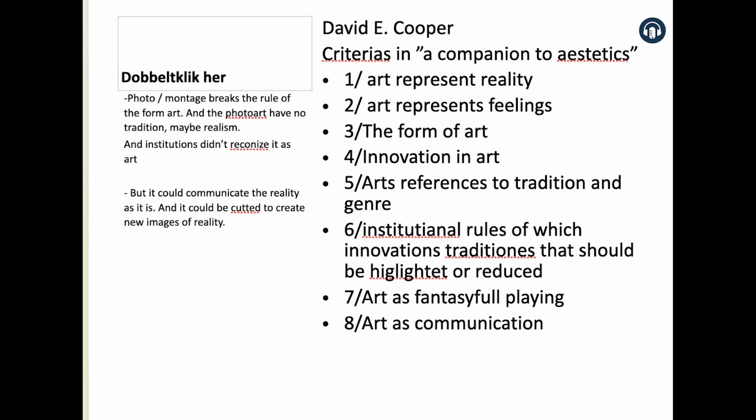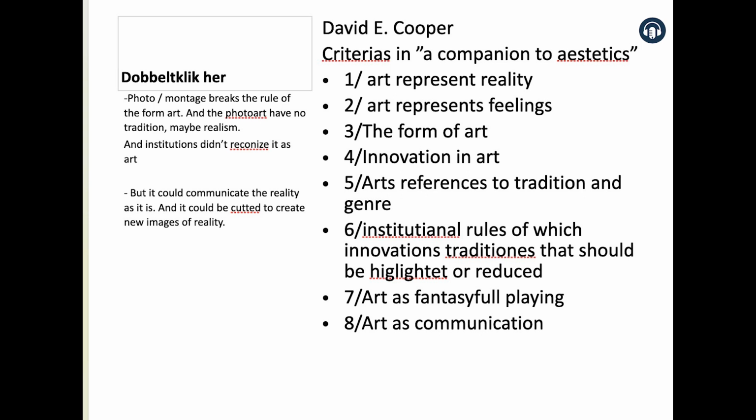And then we have a guy called David E. Cooper who has made criteria in a book called A Companion to Aesthetics. With these 8 points, we can talk about how there are more layers in art. More of these criteria are represented in art. Let's go through the 8 of them.